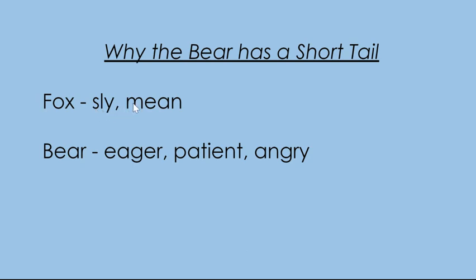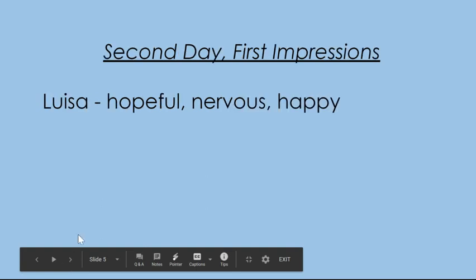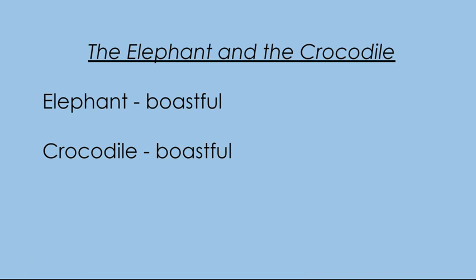Fox, he's, I guess, not really changing because he was mean at the beginning and he's still mean at the end. Bear was eager and patient, but ends up being angry at the end. Louisa, hopeful and nervous at the beginning of the story, but ends up being happy. And then these two, they pretty much stayed the same. They might have kind of learned their lesson by the end and been a little bit less boastful, perhaps. So these are character traits.